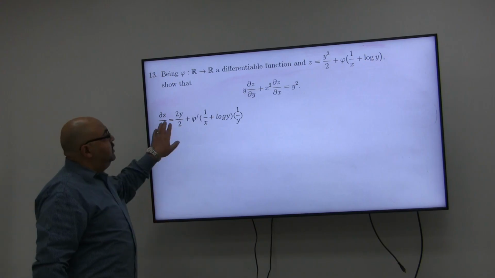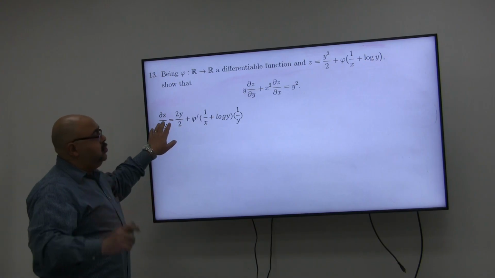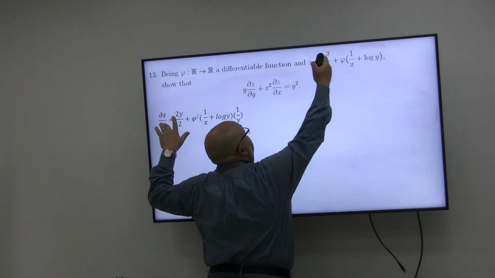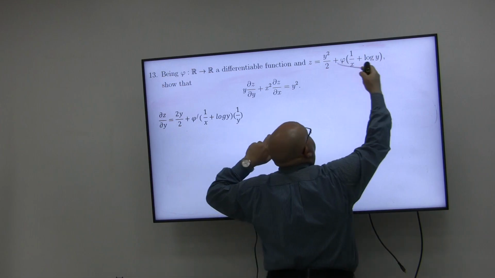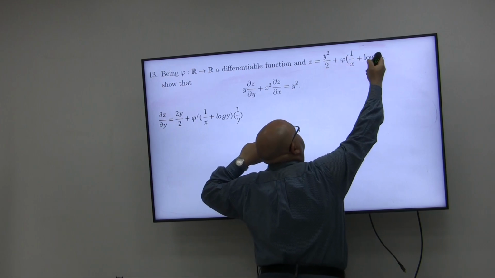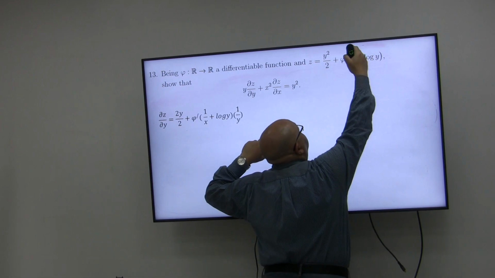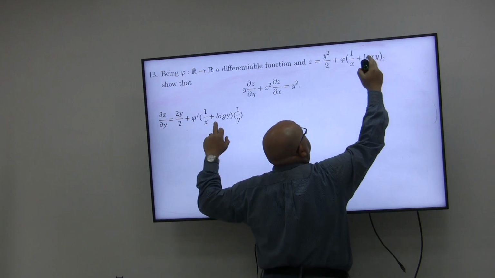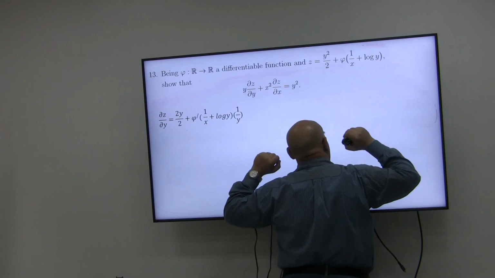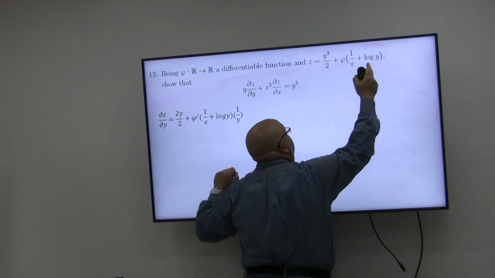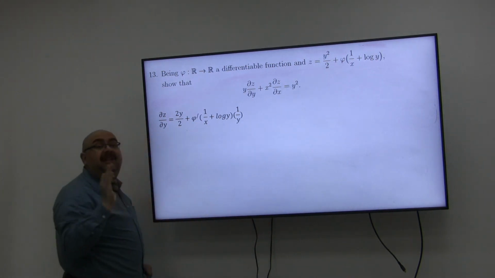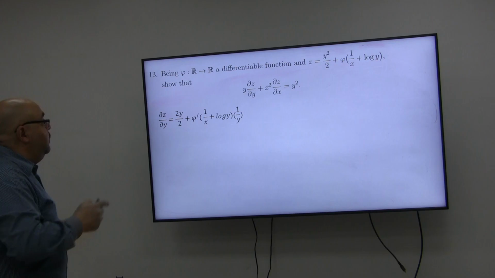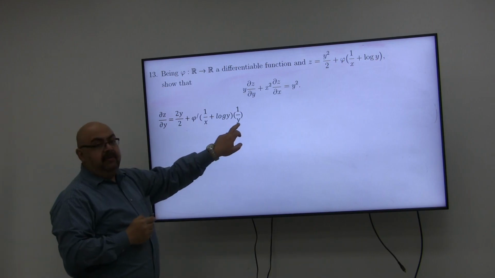This is the first derivative with respect to y. Once you differentiate with respect to y, this part is going to be 2y over 2, which is y. Then the derivative of phi is phi dash of this function, times the derivative of this part. Log y is going to be 1 over y. I also want to grab your attention that log y in these slides is ln y. You will treat log y as ln y. So it's going to be 1 over y. This is why you can see 1 over y.